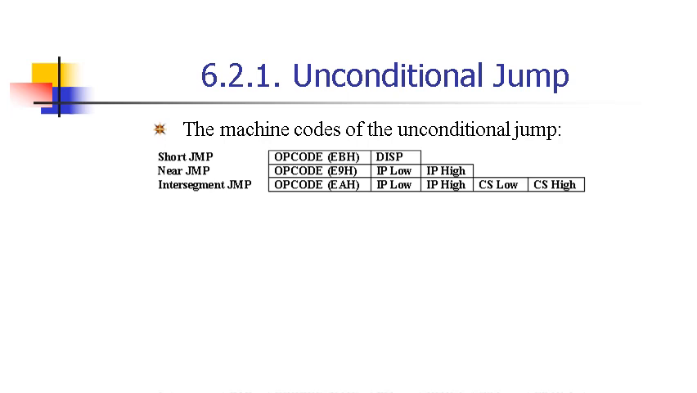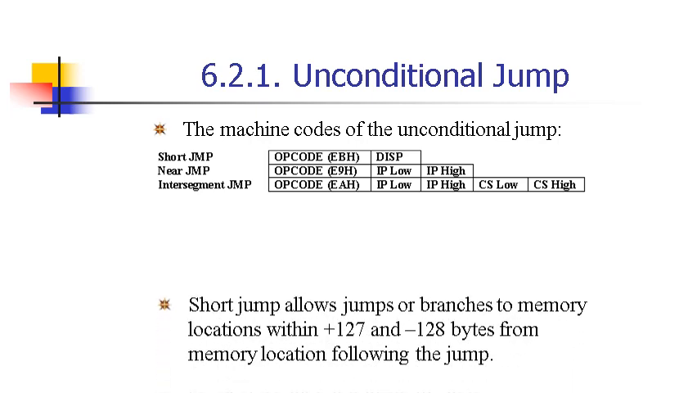To do a near jump, you provide 16 bits to modify the value inside your IP. The opcode is E9. While for the inter-segment jump, you have to provide a 32-bit operand, 16 bits for your IP, 16 other bits for your CS. And the opcode for this is EA, hexadecimal.